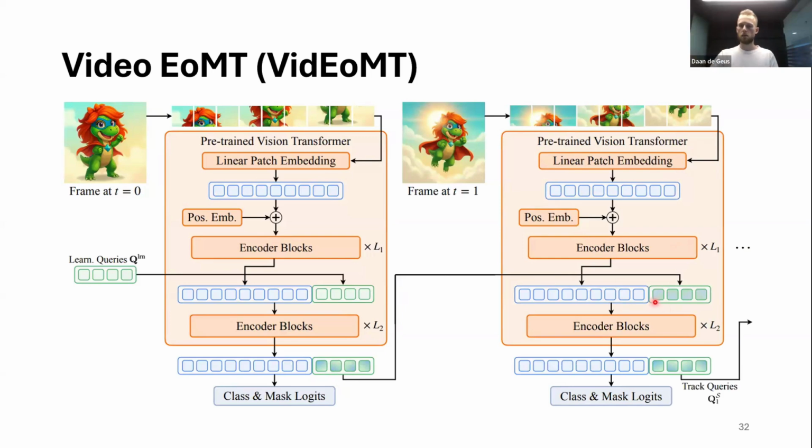So we ask the model to find these objects, re-identify them, and produce the class and mask for each particular object. And then once we find that, we take these queries and feed them to the model for the next frame, and we can unroll this indefinitely. This is what we call query propagation between frames.